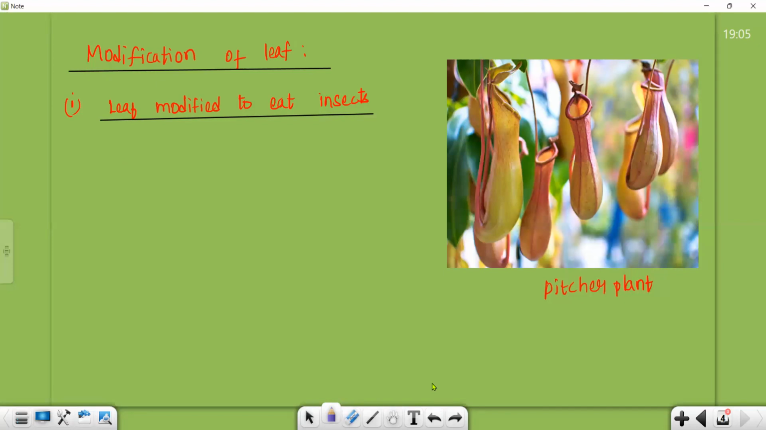Whatever part you can see as the sac-like structure is the leaf. Okay. And the tip of the leaf is modified into a lid on the top. You can see. Okay. So you can write here: leaf is modified into a pitcher, actually, a pitcher or bladder-like structure.